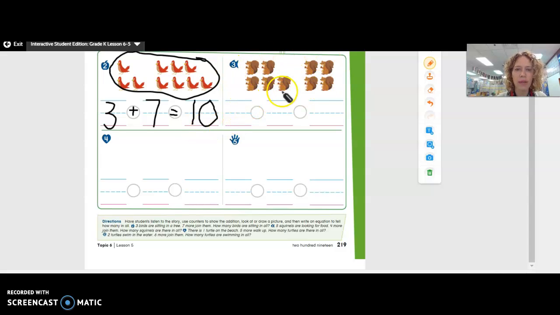Okay, here's the story. 5 squirrels are looking for food. 1, 2, 3, 4, 5 in that group. So I'm going to put a 5 here. 4 more join them. Okay, joining, we're going to put in addition a plus sign. 4 more. 1, 2, 3, 4.